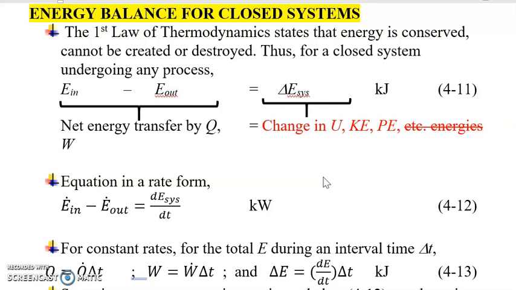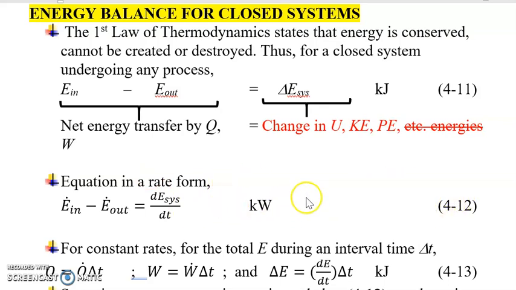So for a closed system, we have the net energy transfer by heat and work interactions, which is equal to the change in internal energy, the change in kinetic energy, and the change in potential energy, among other energies too negligible, and they're normally ignored in our thermodynamics analysis. And if the closed system is stationary, then the change in kinetic energy and the change in potential energy would have been zero. So here, the conservation of energy stated in a rate form is given by 4.12.